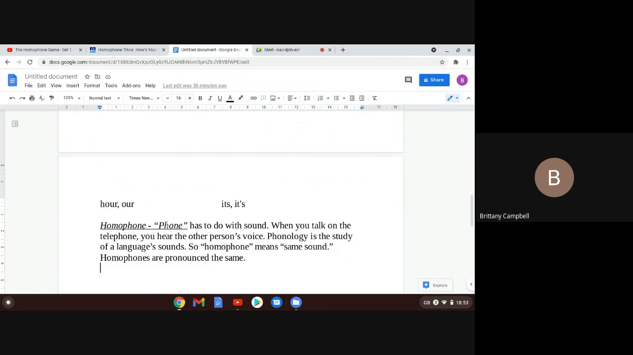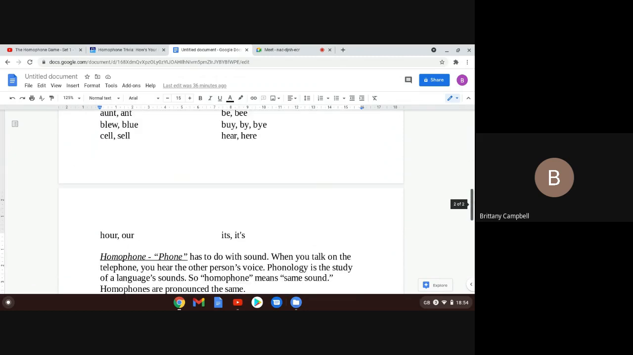Now, as I said, phone has to do with sound. And as I said earlier, when you talk on the telephone, you hear another person's voice, right? So phonology is the study of a language's sound. So when you think about homophones, really just bear in mind same sound, same sound. All right? Let us look at some examples for these.